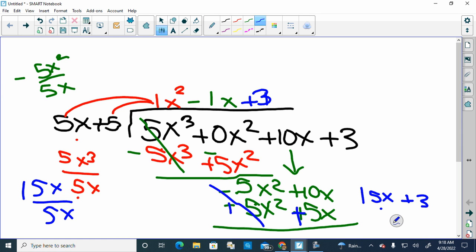And then distributing it back, that would be 15x. 3 times 5 would be 15. Switch. That goes away, so then your remainder is a negative 12. Okay, last one, because it's just repeating. So you just got to look at your mistakes.